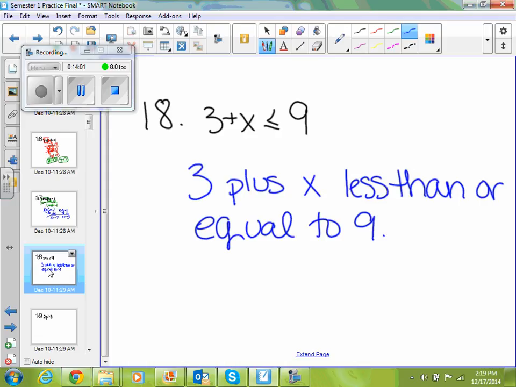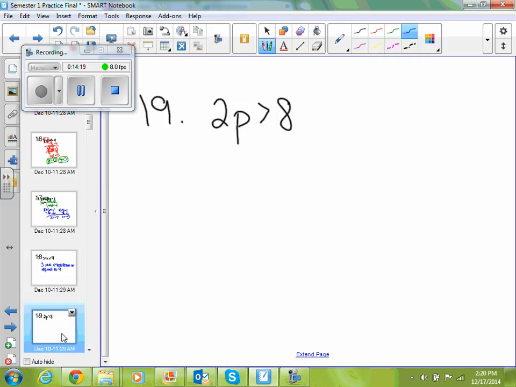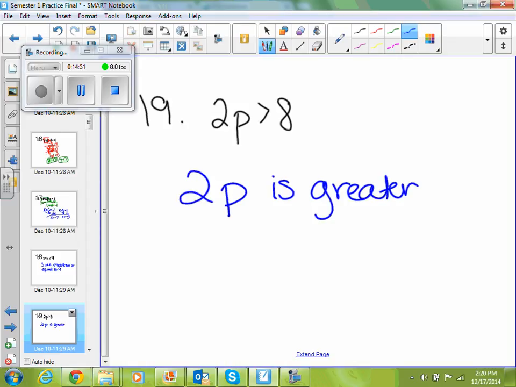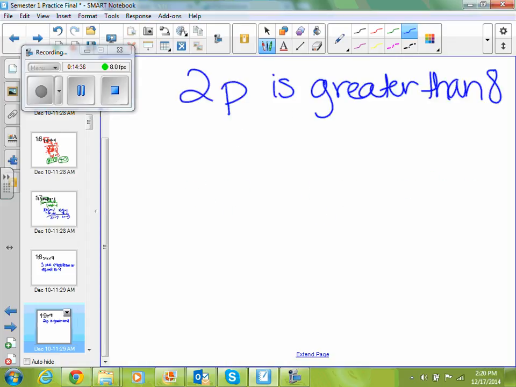So 3 plus x is less than or equal to 9. Yep, spell the numbers now. So on number 19, how do I put that in words? 2p is greater than 8. Very good. You can just put 2p.